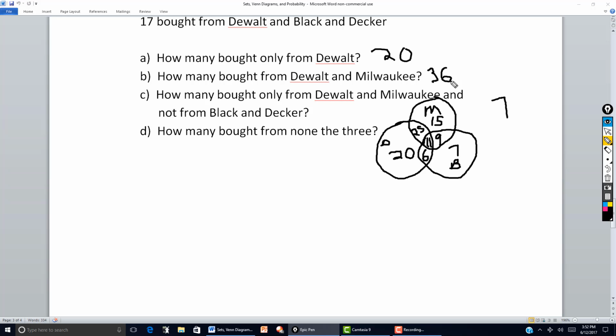C. How many bought only from DeWalt and Milwaukee and not from Black & Decker? So that means I leave out the 11 because those also bought from Black & Decker. So that would be 25. And then for letter D, how many bought from none of the 3? Well, that would be the value outside all the 3 circles, which is 7. So this is 7.